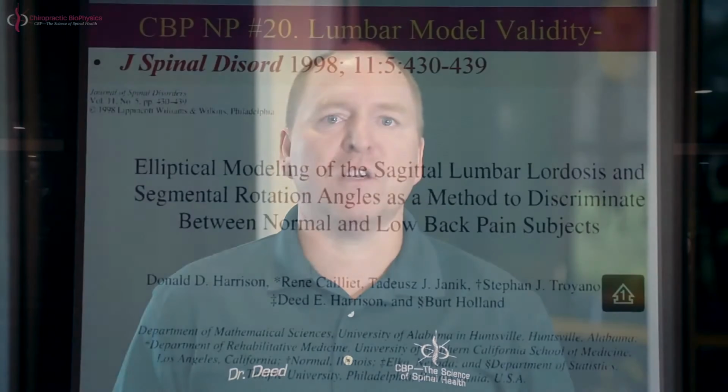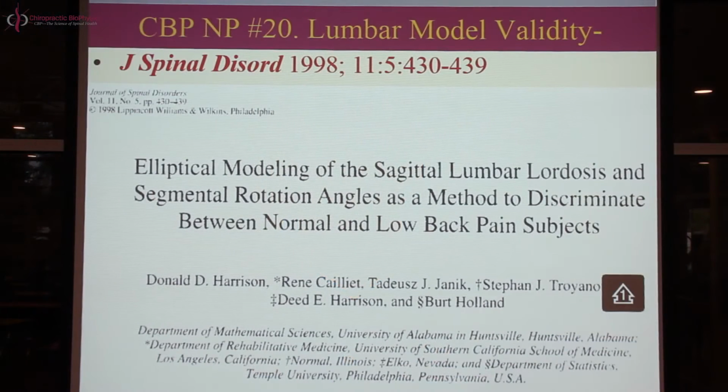So let's dive into this week's project, and then I'll give you a historical background as well. This was in 1998, the Journal of Spinal Disorders. The title of the paper is Elliptical Modeling of the Sagittal Lumbar Lordosis and Segmental Rotation Angles as a Method to Discriminate Between Normal and Low Back Pain Subjects. 1998, Volume 11, Number 5, pages 430 through 439.